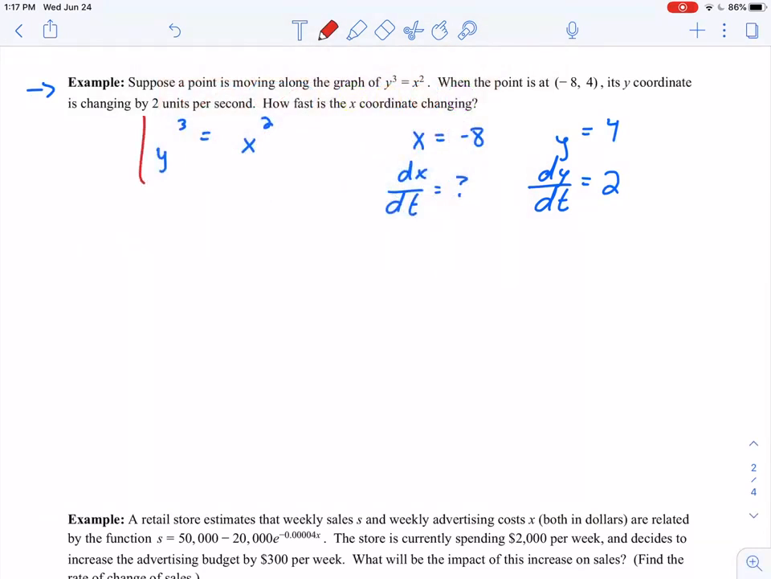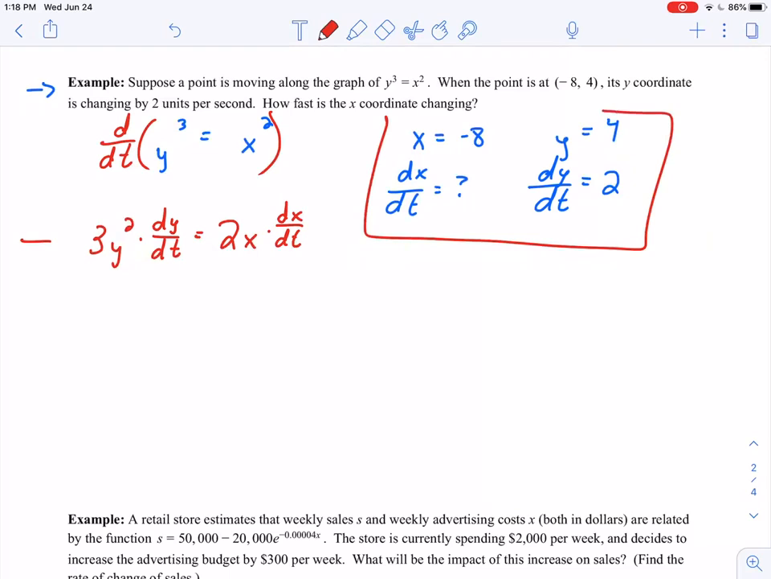I'm going to take the derivative of this function with respect to time. So I want to take the derivative with respect to t. So I need to use implicit differentiation here. Derivative of y cubed, that's going to be 3y squared times either y prime or dy over dt, equals, on the right-hand side, derivative of x squared, that's going to be 2x, times the derivative of x with respect to time, so either x prime or dx over dt. So here's my derivative.